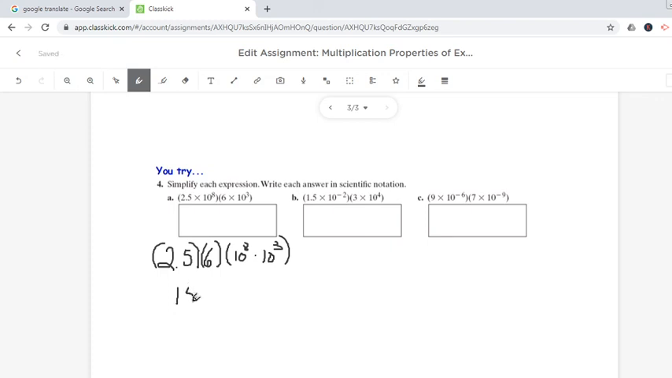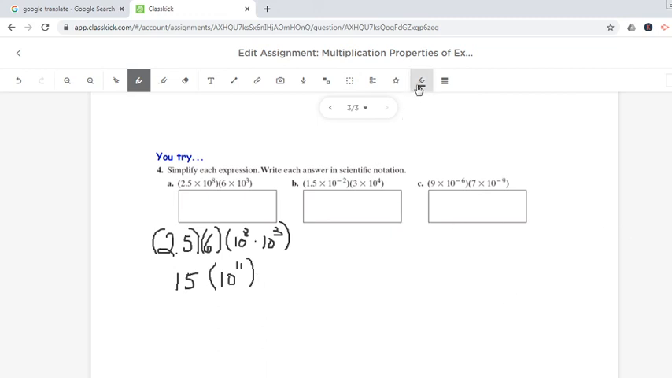And then 2.5 times 6 equals 15. And then 8 plus 3. So we have the same base, so we keep the same base. Then 8 plus 3 equals 11. Okay. But now we want the answer to be in scientific notation.